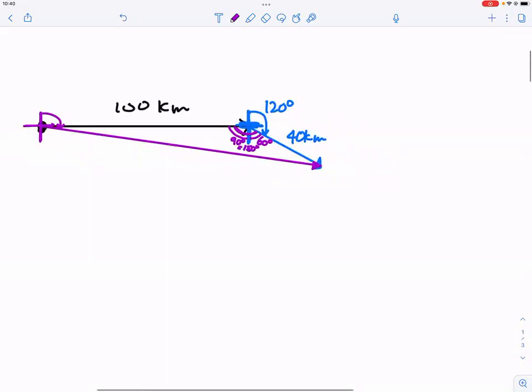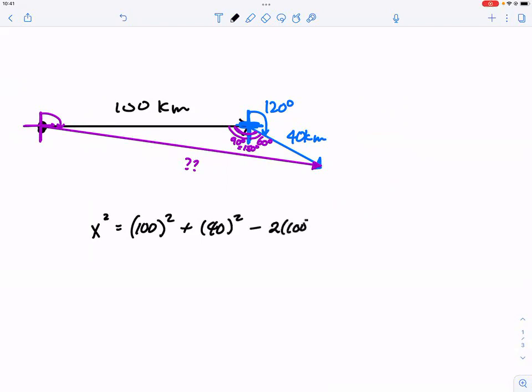So we got 2 sides and 1 angle given, and you're looking for the 3rd side, the remaining side. That means we are going to use the law of cosines to find it out. So we have 100 squared plus 40 squared minus 2 times 100 times 40, cosine of 150 degrees. Okay, so get a calculator if you need to, and go ahead and find out what x is.